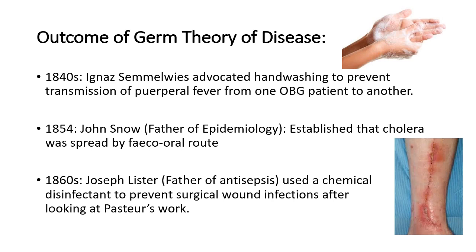Now, what was the outcome of germ theory of disease? So, this was the germ theory of disease which Louis Pasteur postulated. So, in 1840s, Ignaz Semmelweis advocated hand washing to prevent transmission of puerperal fever from one obs-gynae student patient to another. What was happening was that students were going to the morgue, were performing autopsy, and immediately after that coming to the ward and helping in the delivery of patients, and it was found that the mothers died very often.